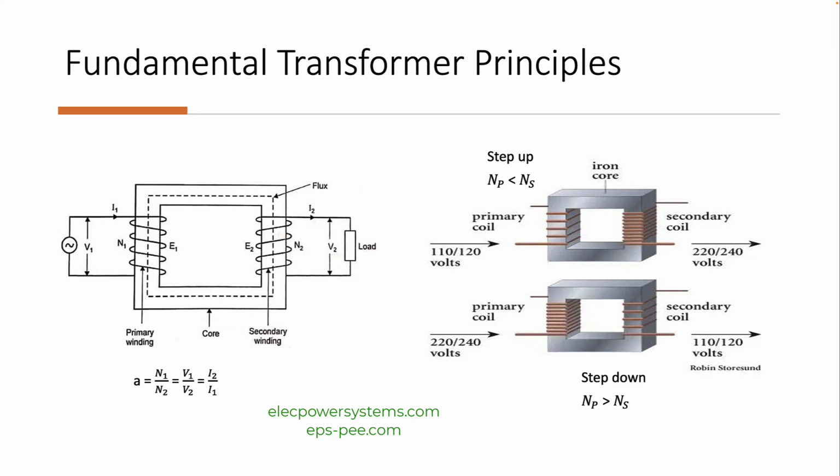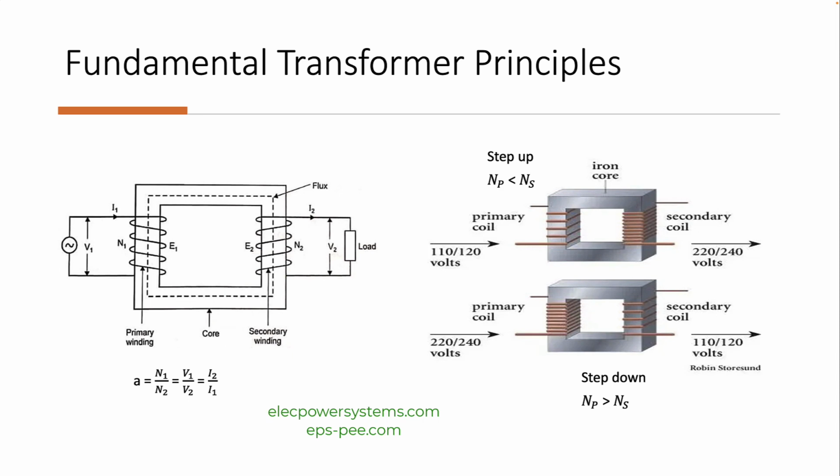The transformation of voltage in a transformer is based on the principle of electromagnetic induction. When an alternating current flows through the primary winding, it generates a magnetic field around the coil. This magnetic field induces a varying magnetic flux in the core. The varying magnetic flux then links with the turns of the secondary winding, generating an electromotive force, EMF, or voltage in the secondary winding.